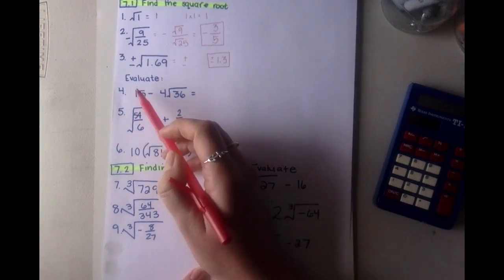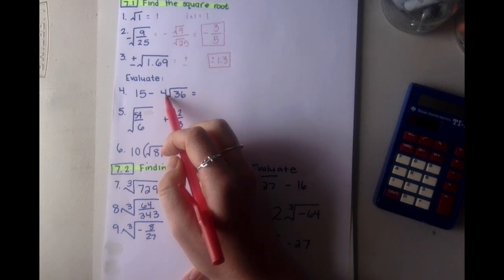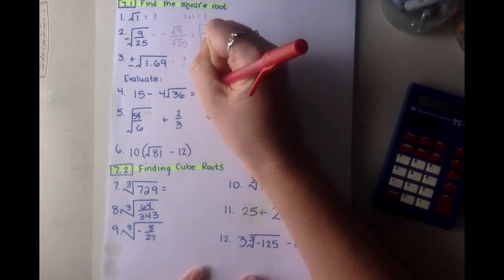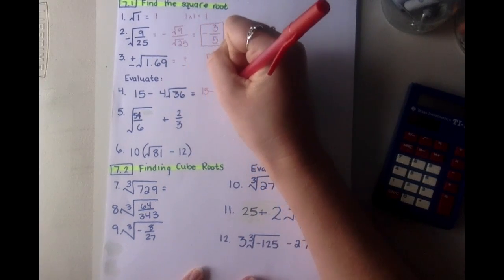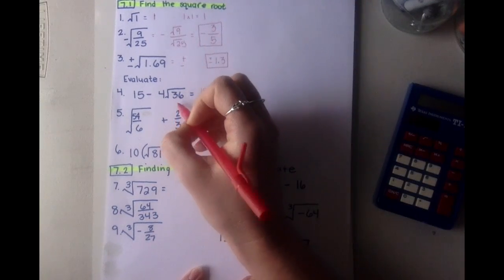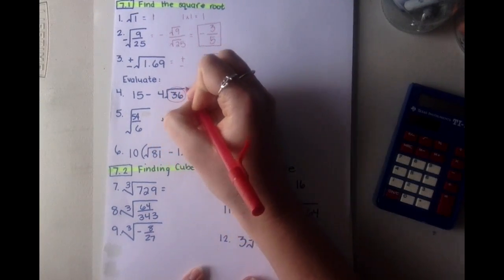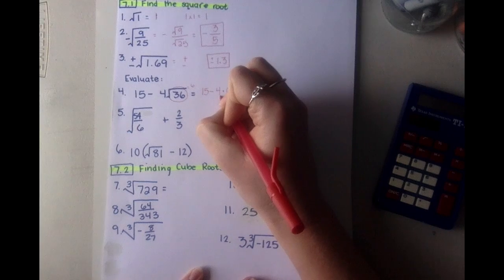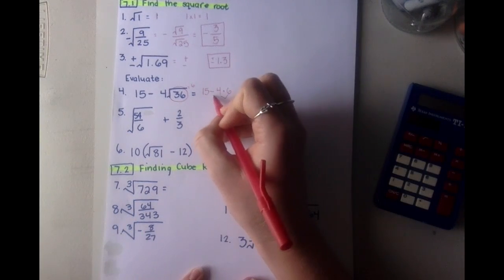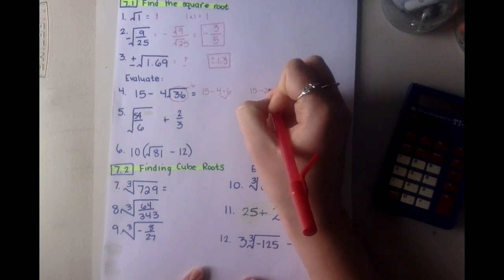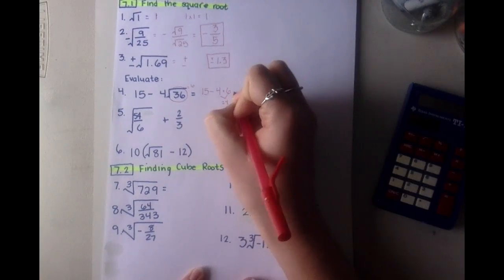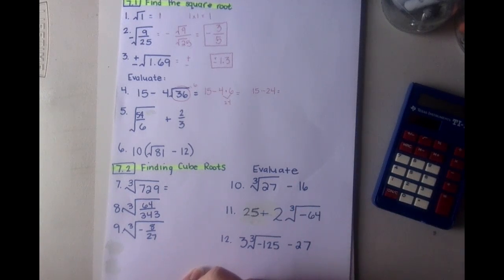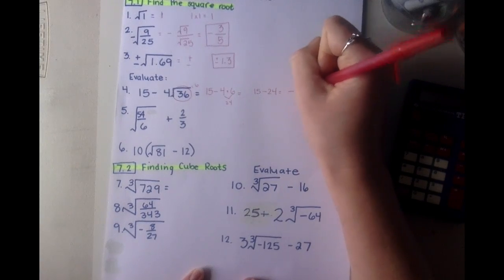So if I want to evaluate this, it is 15 minus 4 times the square root of 36. So that's 15 minus 4 times, well, the square root of 36 I can simplify. This equals 6, so that's 4 times 6. Now I have to think PEMDAS, so I do this first. So I get 15 minus 24, and I keep going. So 15 minus 24 is negative 9. So my answer is negative 9.